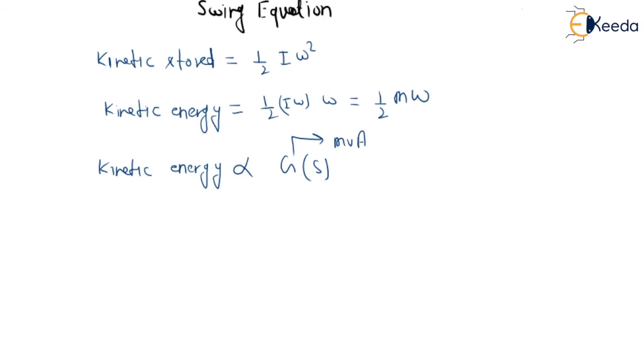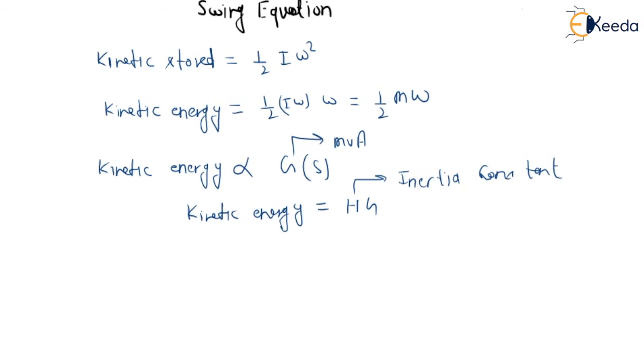So we can represent kinetic energy as H into G, where H is the inertia constant. Always remember H is the inertia constant, whose unit is megajoule per MVA. In general it would be joule per VA, but here it will be megajoule per MVA. So the kinetic energy is equal to H into G.